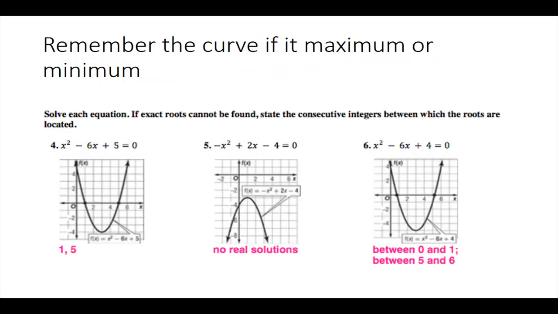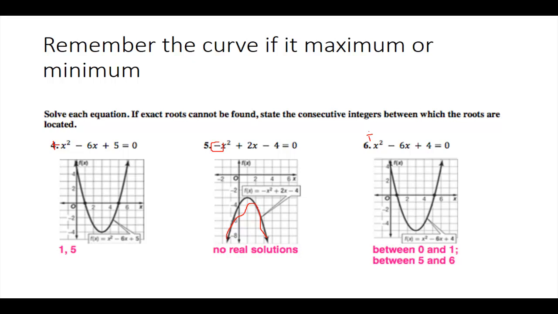Remember the curve, if it's maximum or minimum. We said it, if the coefficient of x power 2 is positive, will it be maximum or minimum? Of course, it will be minimum. But if the coefficient of x power 2 is negative, the curve will be maximum, right? Like this one. Here we have x power 2, the coefficient of x power 2 is positive, so it will be minimum.